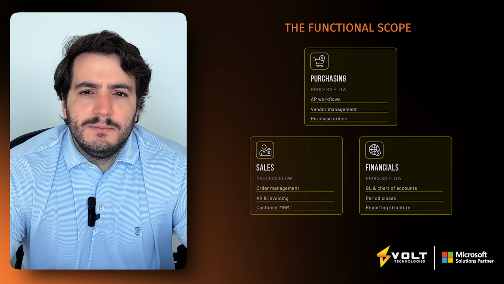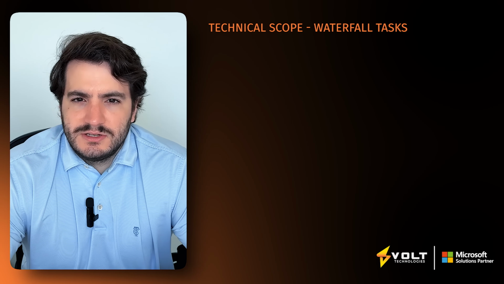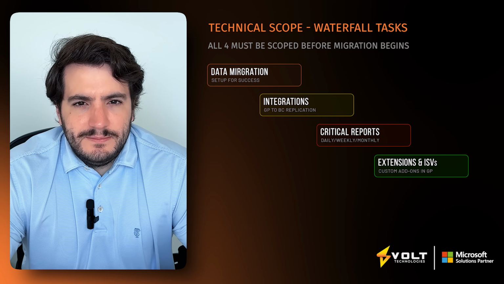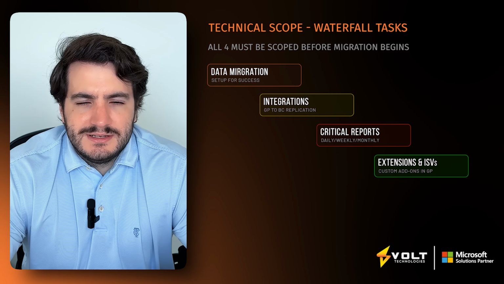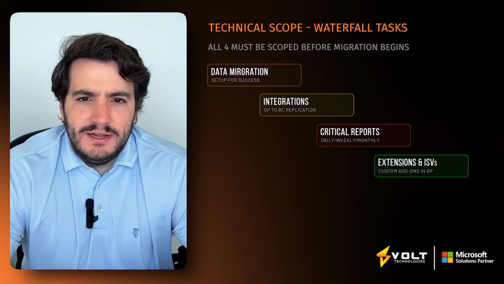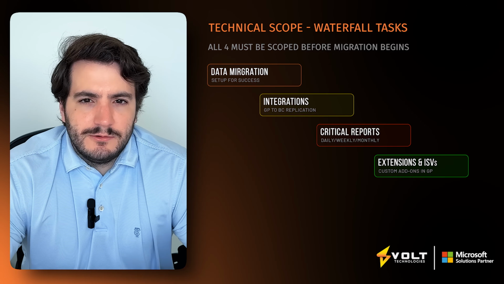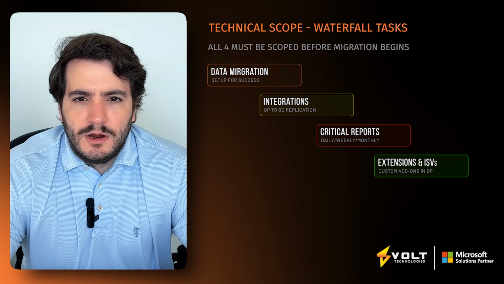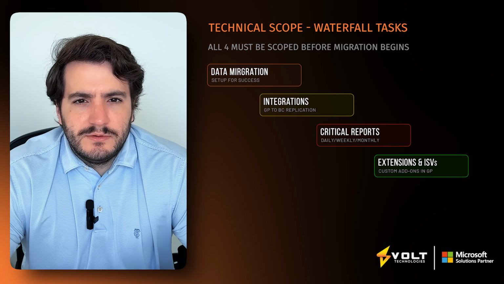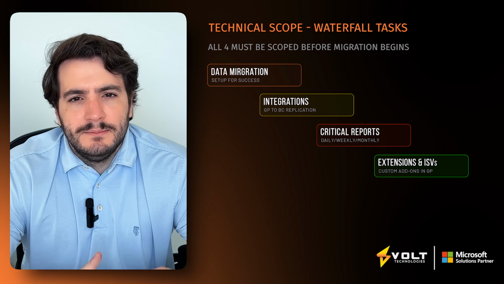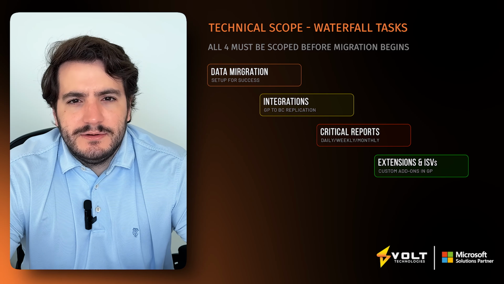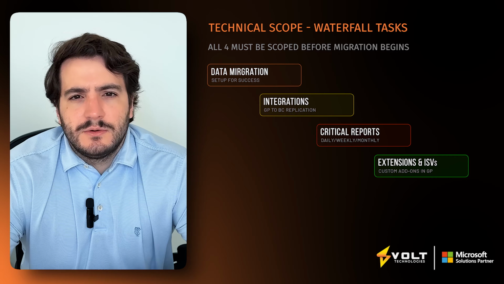From there, you're going to move into your technical, or what we like to call our waterfall tasks. We're going to make sure that our data migration is set up for success. If we have any integrations into our current Great Plains environment, how are we going to replicate those within Business Central? Then our critical reports. What types of reports do we run on a daily, weekly, monthly basis? And then finally, we're going to have our extensions or our ISVs.